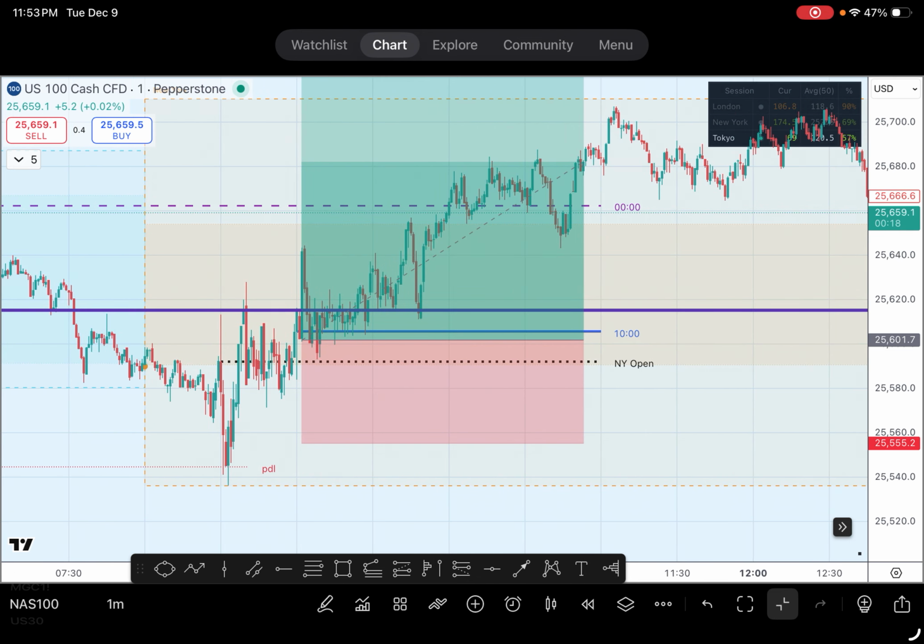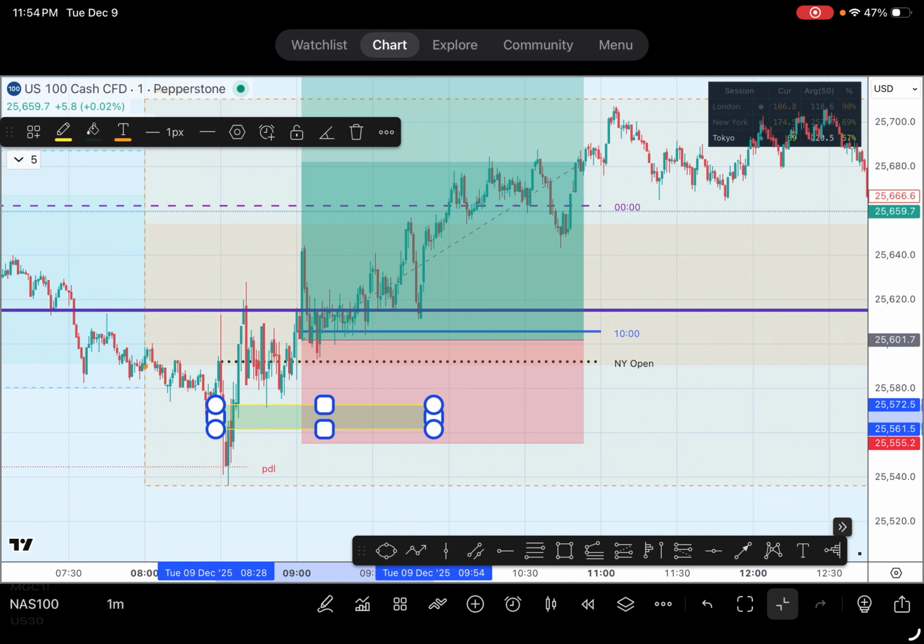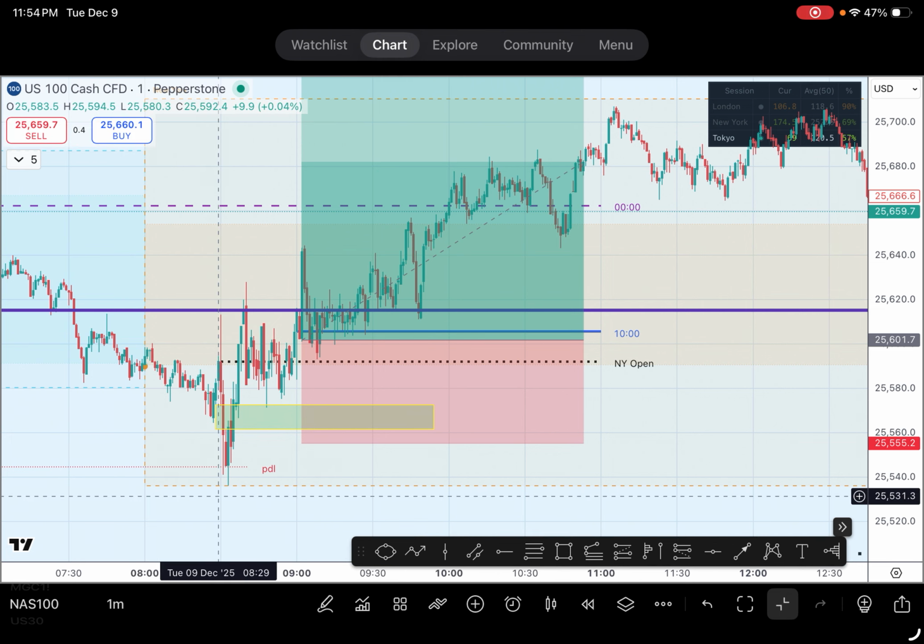One is a fair value gap happening after New York open or after 9 a.m. This happened, we'll see in a second. Mark that out. What time did that happen? Perfect. It happened at 8:30. That's perfect.